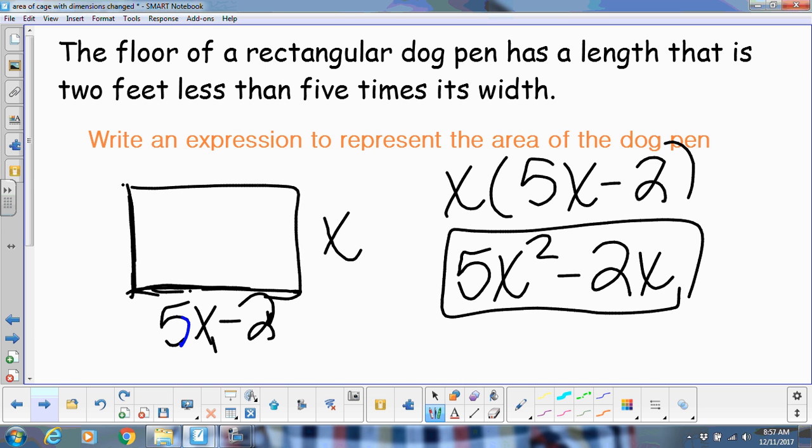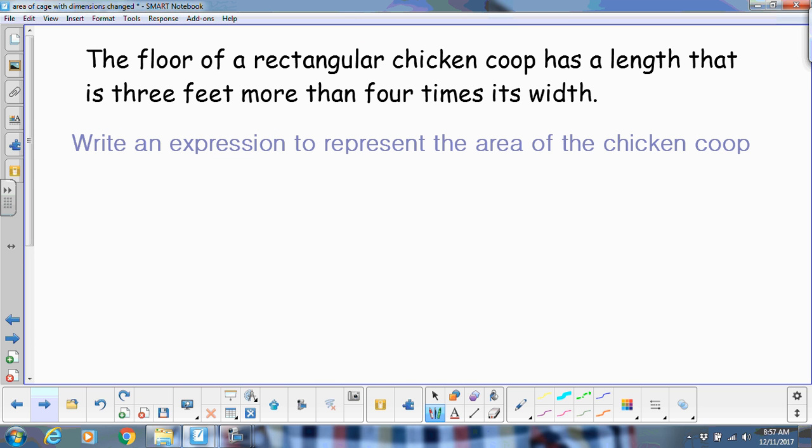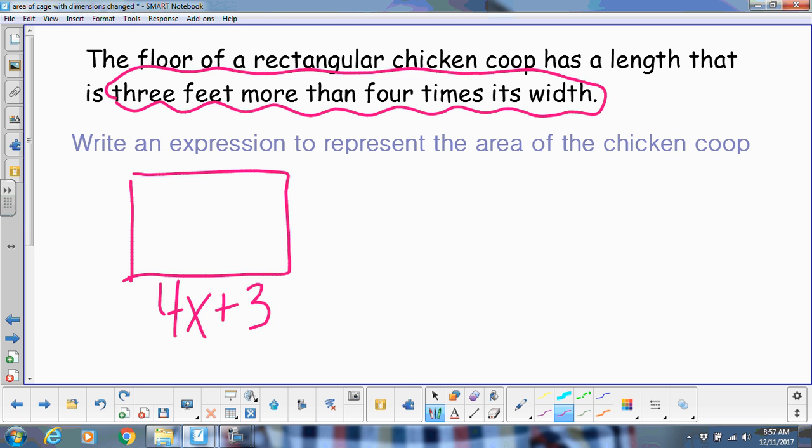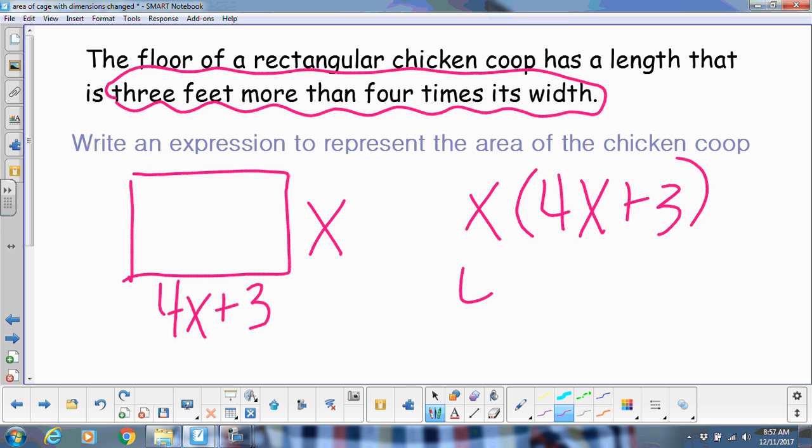All right. Now, one more just like that. Shouldn't be super duper difficult. How do we write 3 feet more than 4 times its width? 4x plus 3, and then x. So our area again is 4x squared plus 3x.